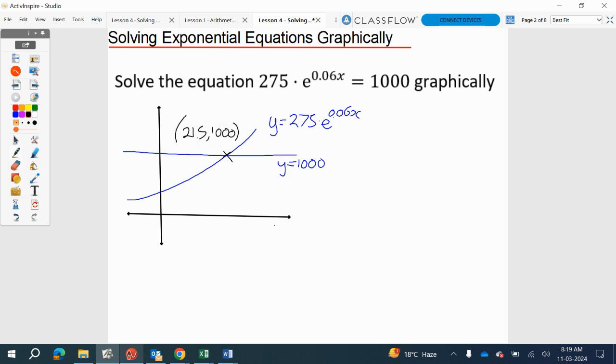This is x, this is y. This is the method for a graphical solution. You've used your calculator, you found these values using the calculator. You would show it like this, but then you have to give your answer. This implies that x is equal to 21.5.